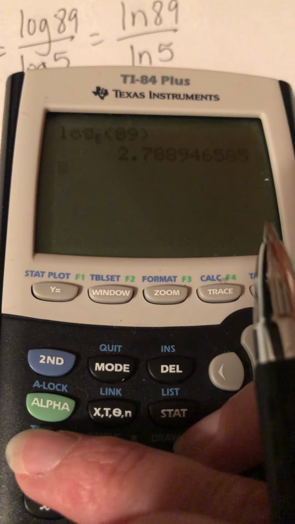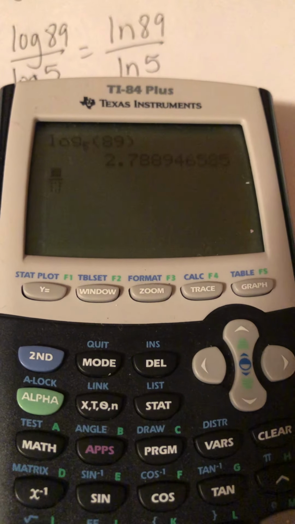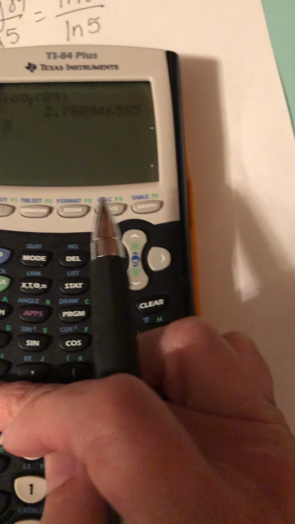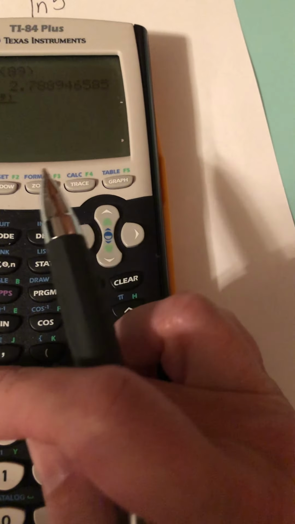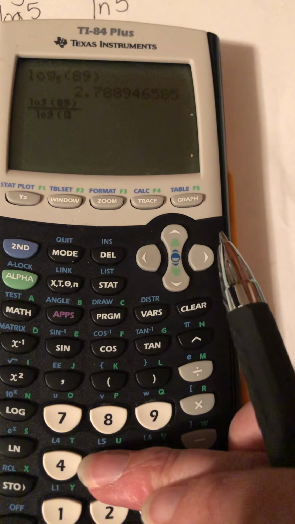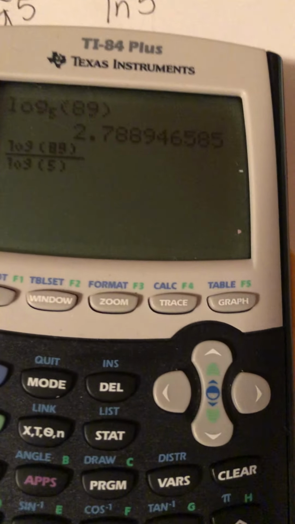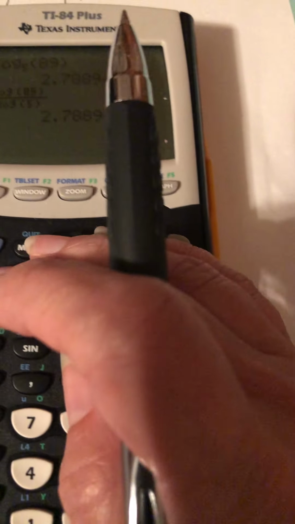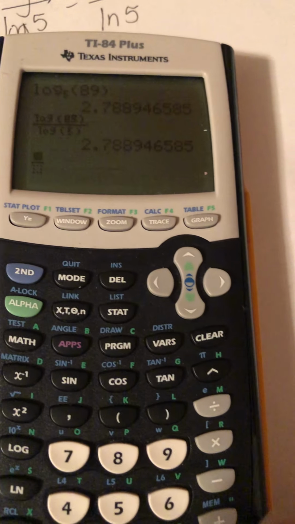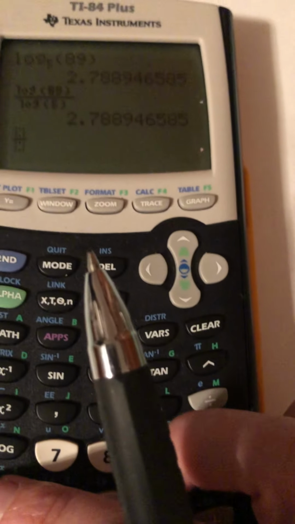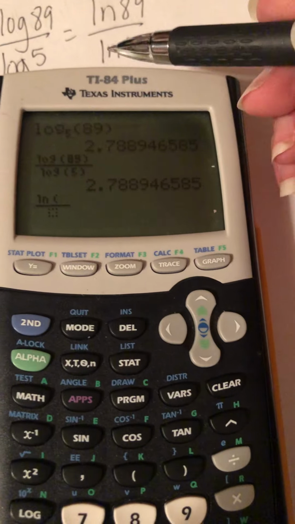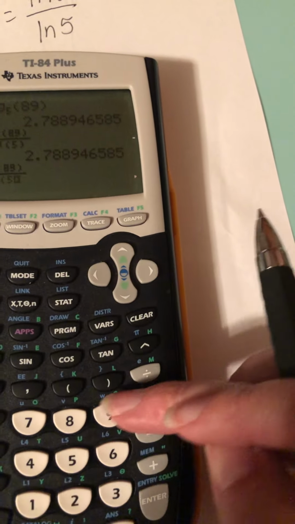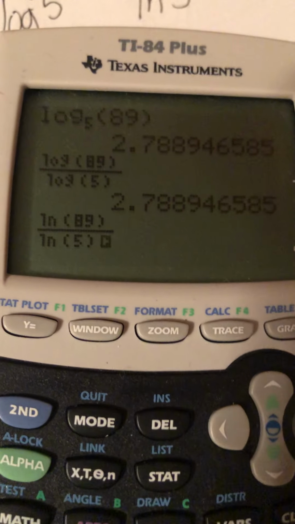Now, if we do change of base, we can do the log of the big number. So log of 89 over the log of the little number, which will be log of 5. Okay, everybody see that? Look there, same result. And if we do alpha y equals again, let's do that. Okay, so we'll do natural log. So do natural log of the big number, 89, over natural log of the little number, 5. Okay, does everybody see that?